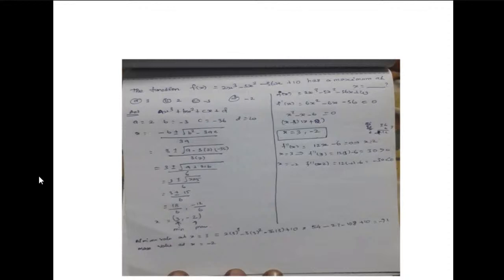First, I differentiate the equation to get f dash of x: 6x squared minus 6x minus 36 is equal to 0. The common factor is 6, so we can take out the 6. Then we get the equation x squared minus x minus 6 is equal to 0. After factorizing, x minus 3 into x plus 2 is equal to 0. The root values are x is equal to 3, minus 2.